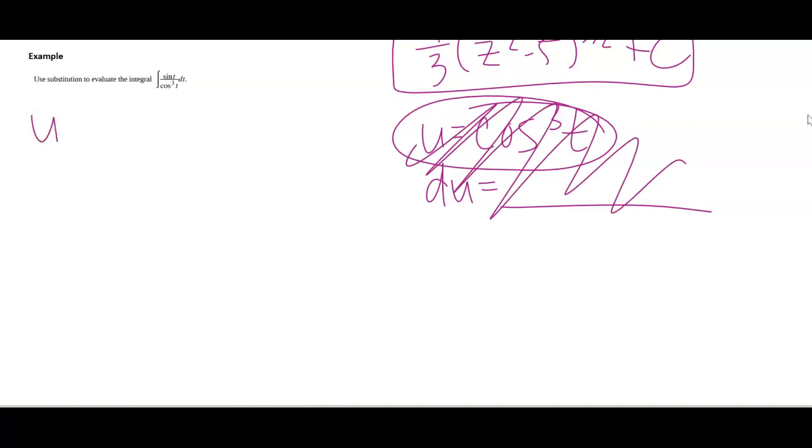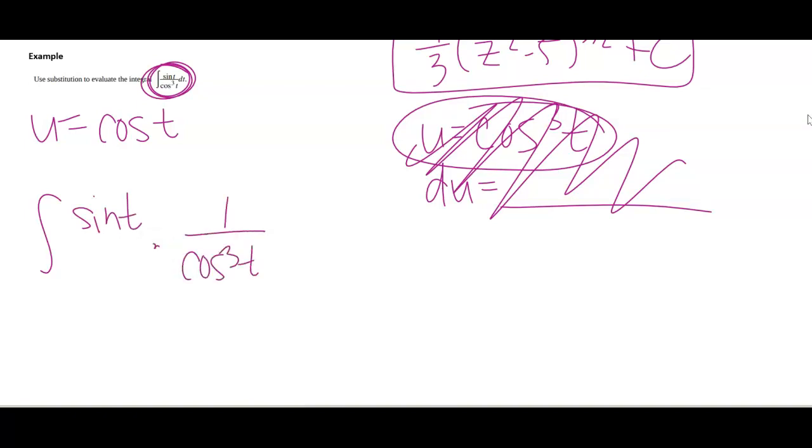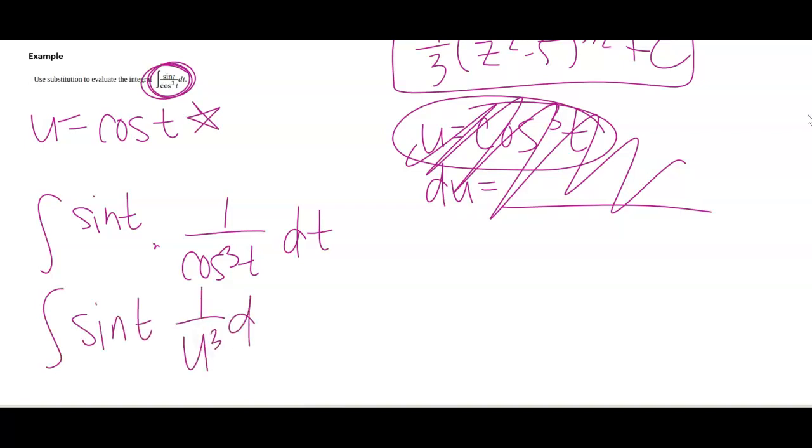Instead, I'm going to let it just be cosine. And I know it should be cosine because I see I have a sine t here, and I should start to see that composite piece with the derivative, that chain rule piece, and that's going to help you find what your u is. All right, we can rewrite this originally as sine of t times 1 over cosine cubed dt. So if this is my substitution, then I have 1 over u cubed.